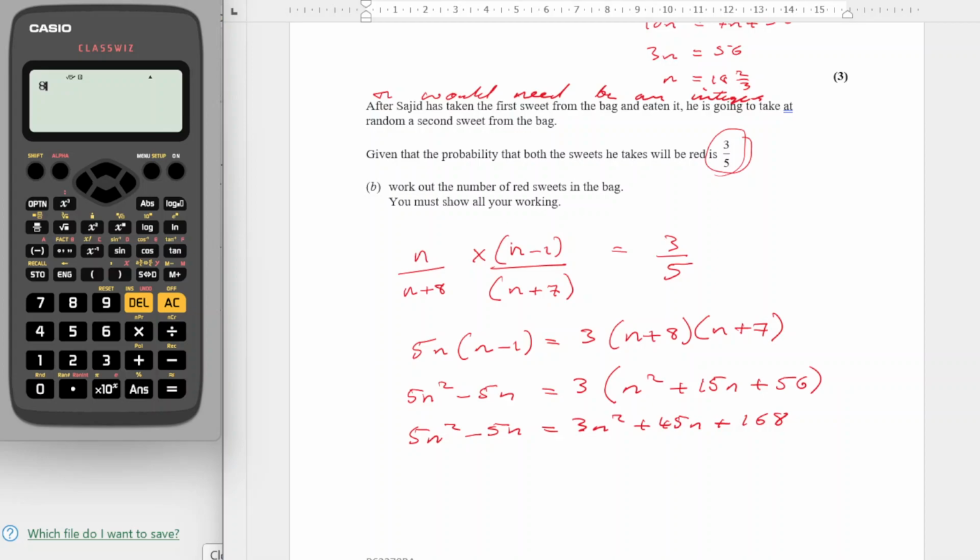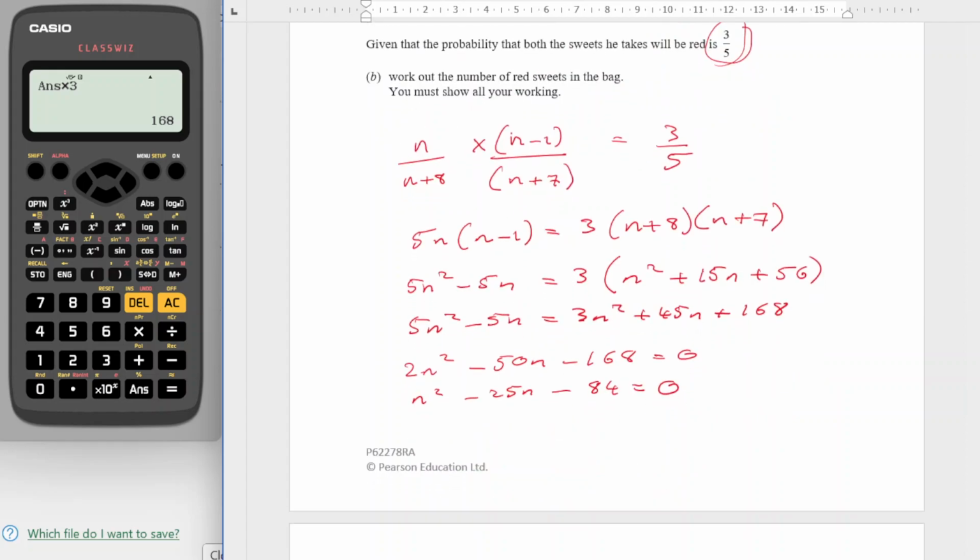Let's just check. 8 times 7 times 3, 168. Okay, so I'm now going to take everything over to the one side and hope that it factorizes. If I take everything over to this side, it will keep my n squared positive, so that would be 2n squared minus 50n minus 168 is equal to 0. I'm going to halve everything because that's going to keep things a little bit simpler for me. So n squared minus 25n minus 84 is equal to 0.